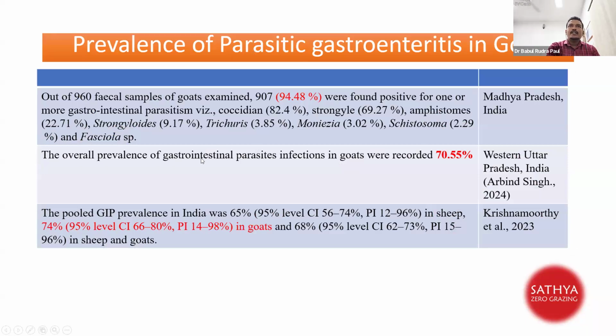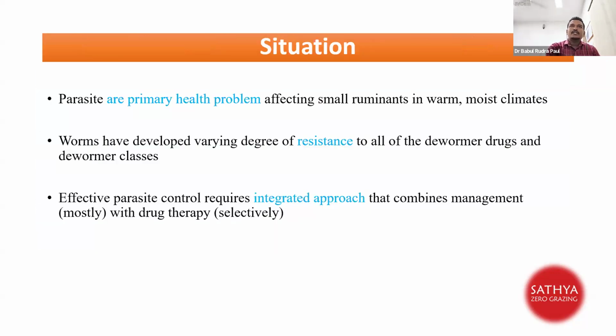In a few studies, it has been found that in 94% of fecal samples from goats with diarrhea, parasitic gastroenteritis was found. It may be mixed or single. In a nutshell, about two-thirds of the samples are mainly parasitic gastroenteritis. So today the situation is that parasitic gastroenteritis is commonly present in our Indian climate. But the problem is that the parasites are becoming resistant against dewormer drugs of different classes.